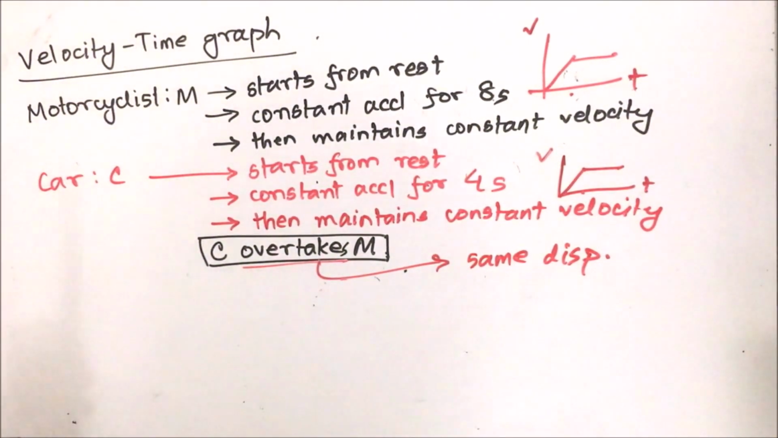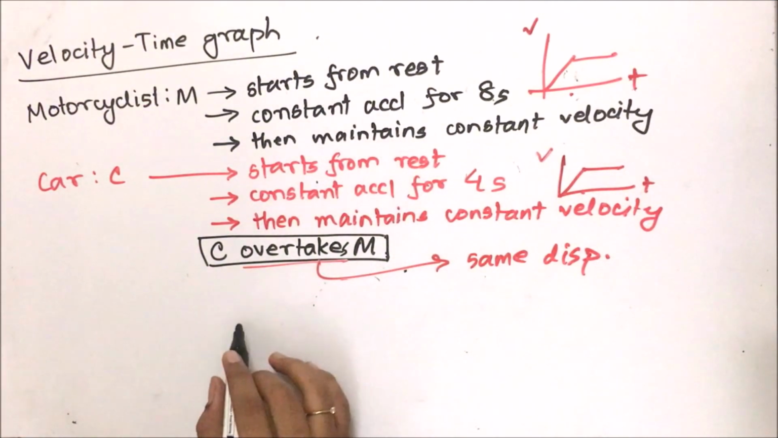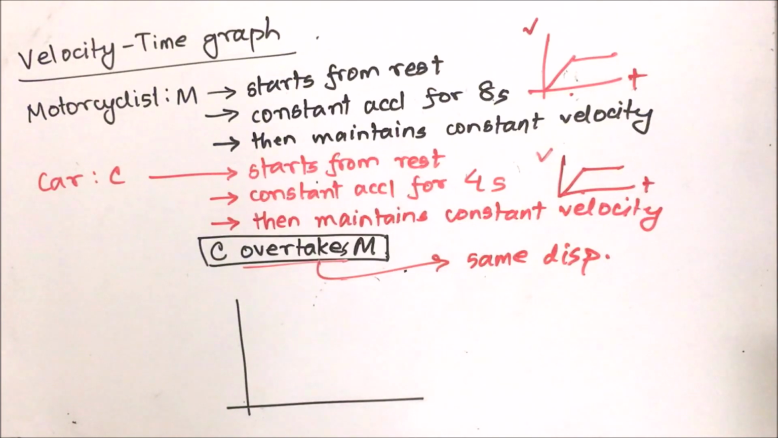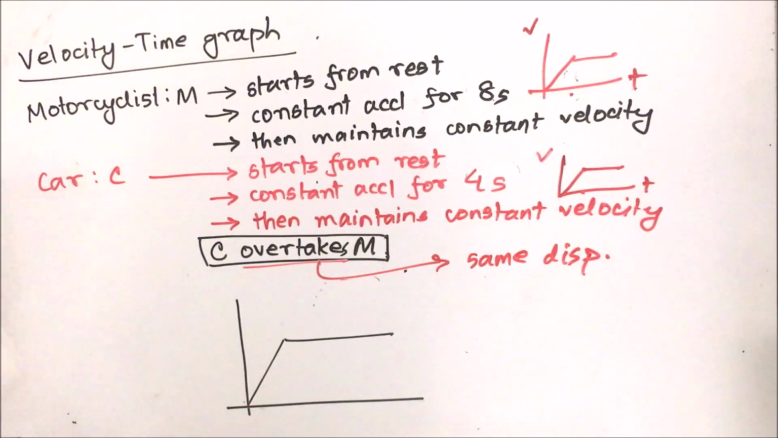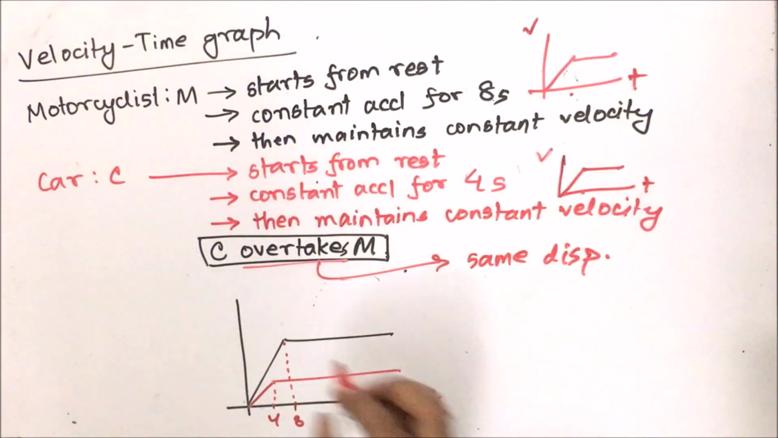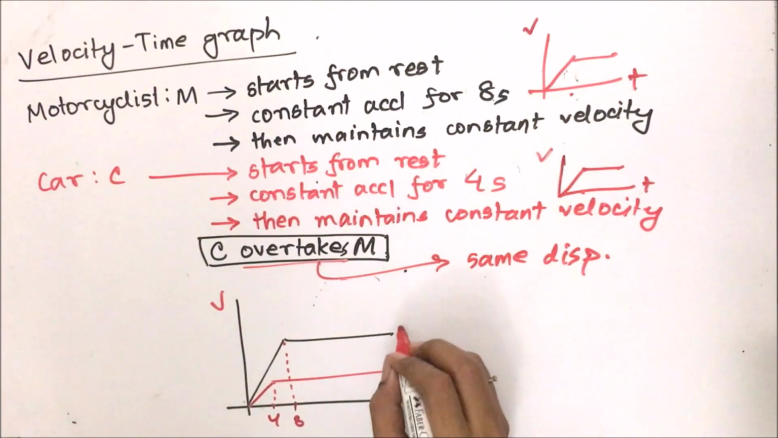Now let us try to construct the velocity time graph of both these particles. M accelerates for 8 seconds, then maintains a constant velocity. C starts from rest, accelerates for 4 seconds, then maintains a constant velocity. That's 4, that's 8. Okay. If this is the case, this is C and that's M.